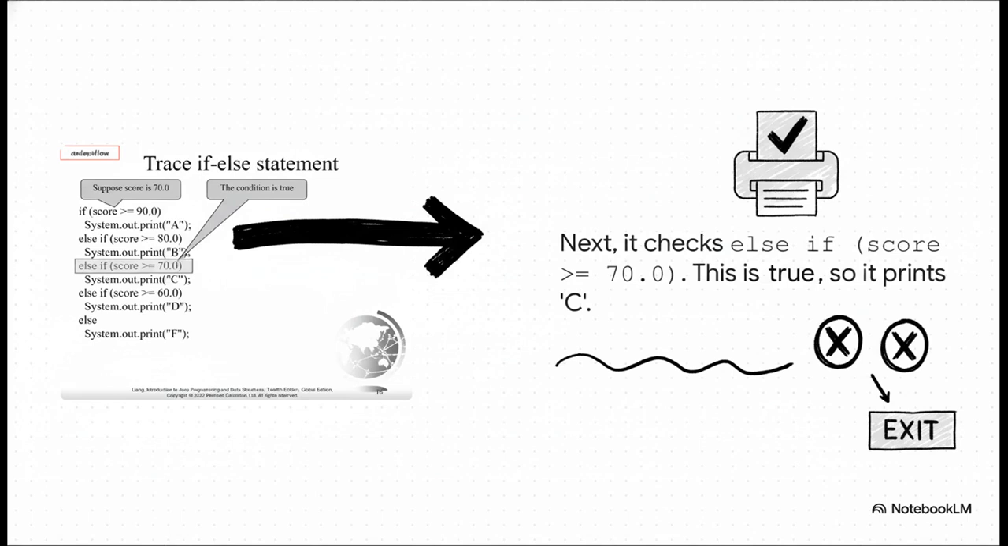And here is the absolute crucial part for any exam. The moment it finds a true condition, the entire if-else-if chain is finished. It's done. It completely skips checking for D or F. It just exits. That's why the order of these checks is so incredibly important.